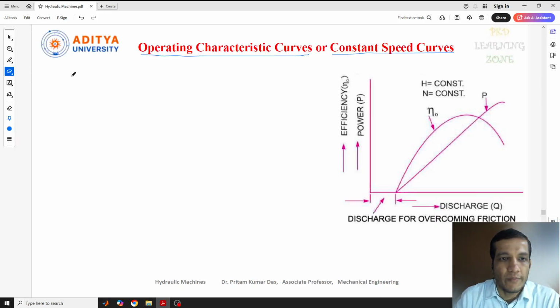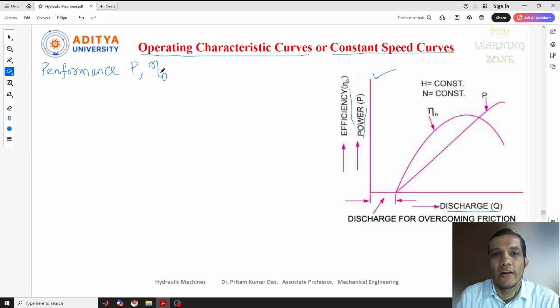If you see this diagram I have taken from the book, it shows the relation between the power with respect to discharge and efficiency with respect to discharge. So this operating characteristics curve shows the performance of the turbine. Performance in the sense, we need to see what is the power of the turbine and what is the efficiency. The efficiency we need to consider is the overall efficiency.